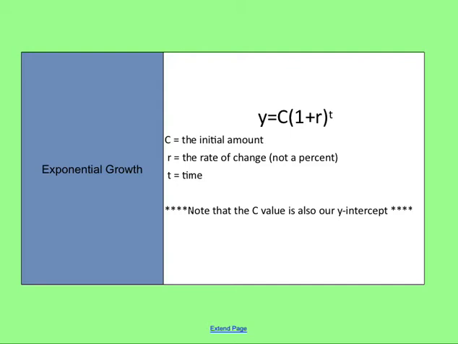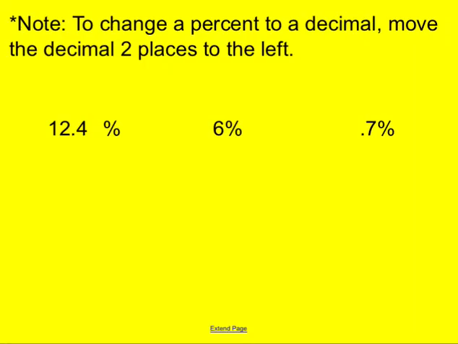Typically, we see it as a percent, but we can't leave it as a percent. We have to convert it to a decimal. So your rate will always be a decimal. And then t represents time. So that represents how much time. We want to make sure our time units are consistent throughout the entire problem. All right, let's take a look.